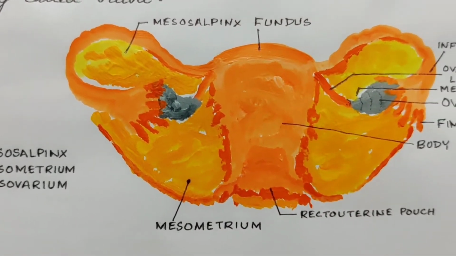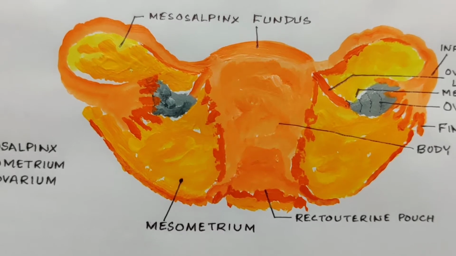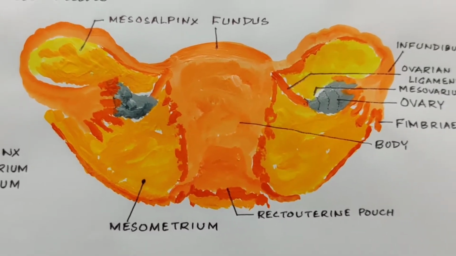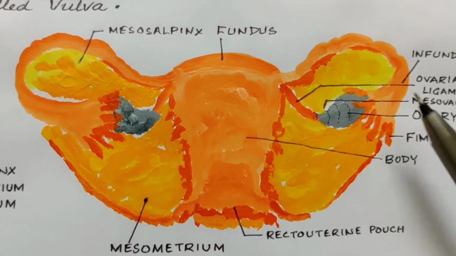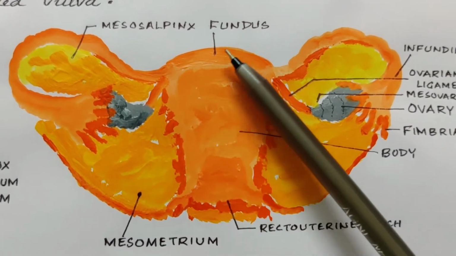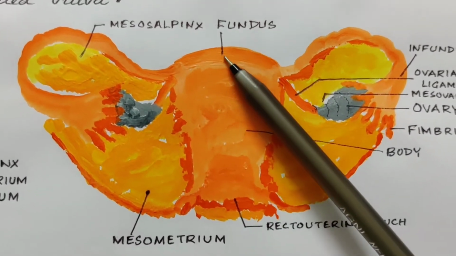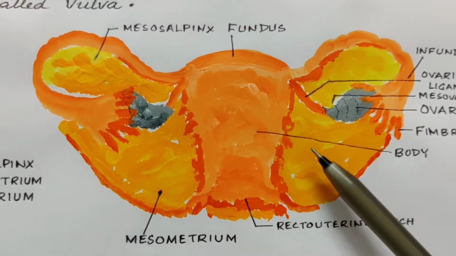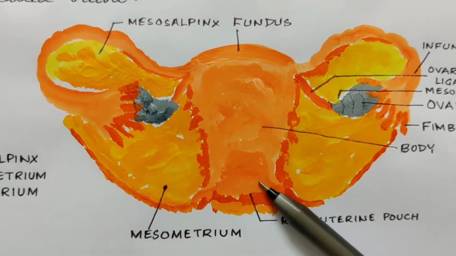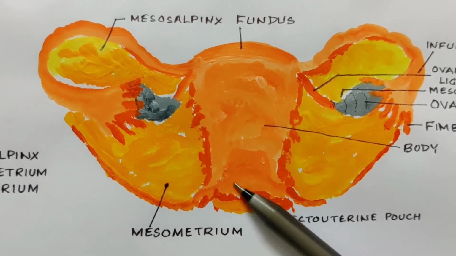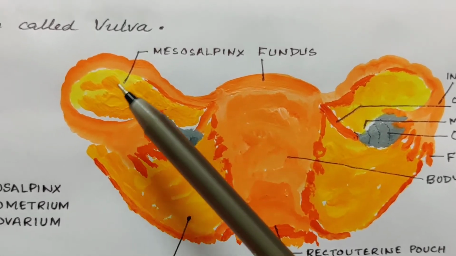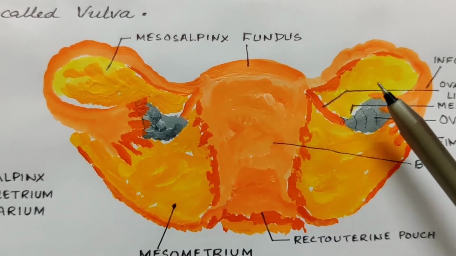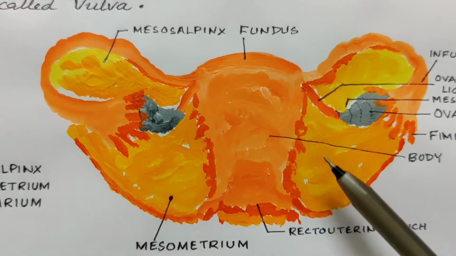Now this is the uterus, ovaries, fallopian tube and its allied parts. This is the uterus, the fundus of the uterus. This is the body of uterus and this part is the end part of the uterus. Now these are the parts known as broad ligament. On both the sides these are broad ligaments.